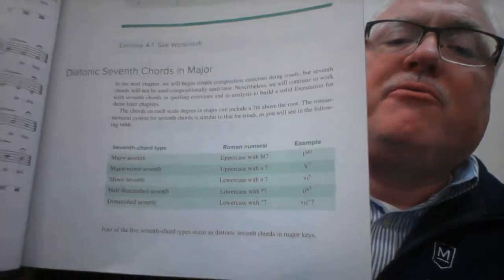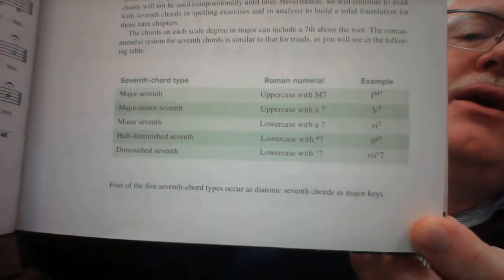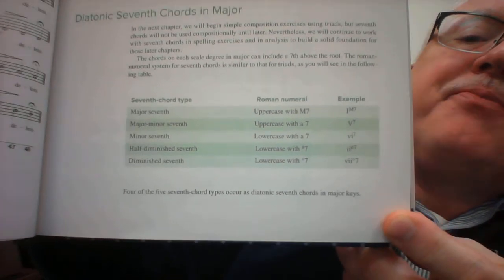And I wanted to point out to you, by way of review, the chart that is to be found on page 61. There's the chart. And the author shows you the Roman numerals that represent the various types of seventh chord.